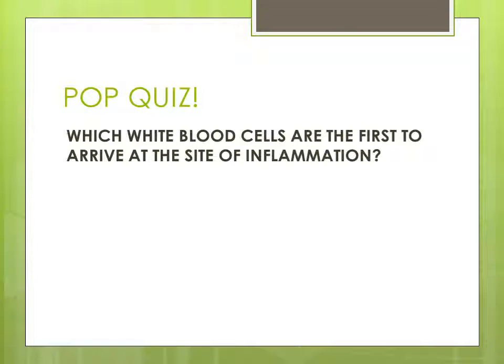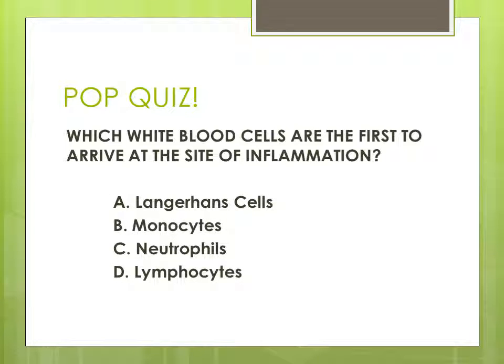So, time for a pop quiz. Which white blood cells are the first to arrive at the site of inflammation? We really haven't discussed this at all in this video, but take a good guess. I'm going to show you the options, and you can go ahead and pause this video right now and answer it on your own, and then I'll reveal the answer. So the correct answer here is C. Neutrophils are the first white blood cells to arrive at the site of inflammation. And also, just a little fun fact, pus is known as a cluster of neutrophils. That's what pus is, so just for your knowledge.